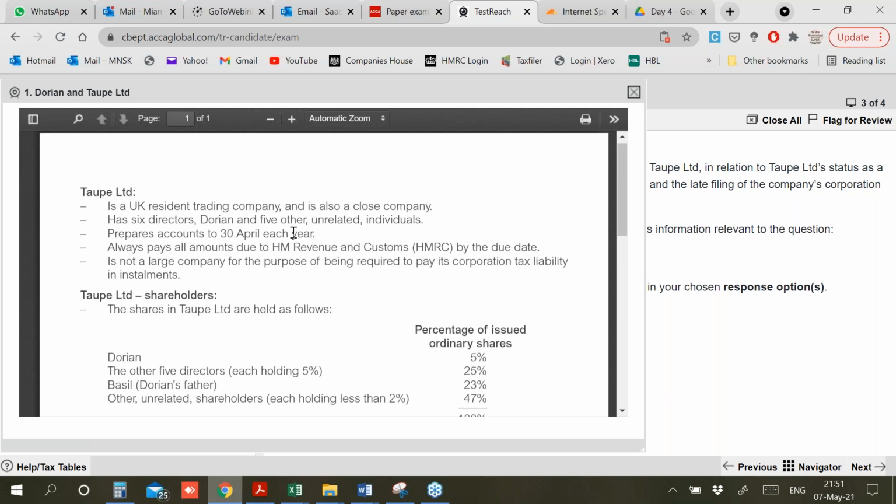T Limited is a UK resident company and is also a closed company. It has 6 directors, Dorian and 5 other unrelated individuals, prepares accounts to 30th April each year, always pays all amounts due to HMRC by the due date, and is not a large company for the purpose of being required to pay its corporation tax liability in installments.